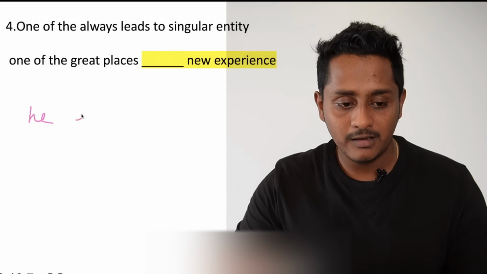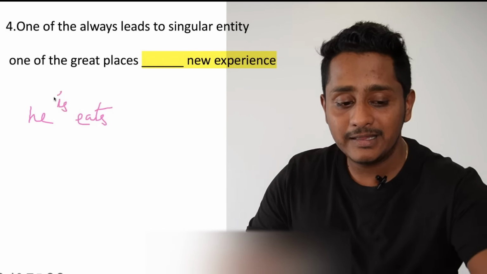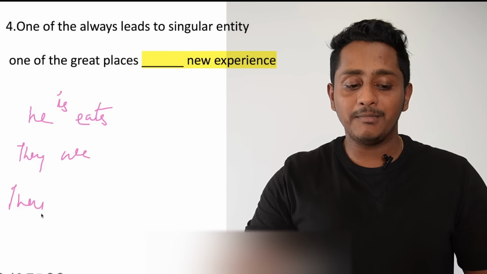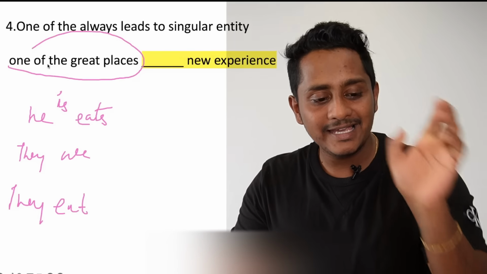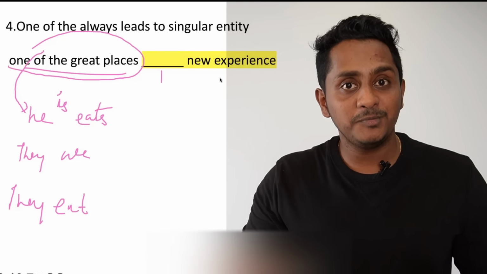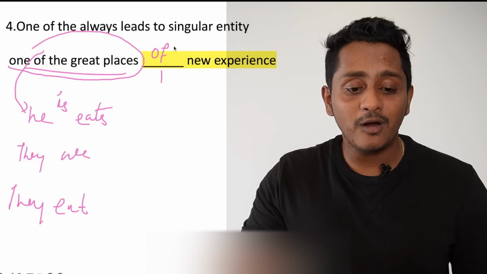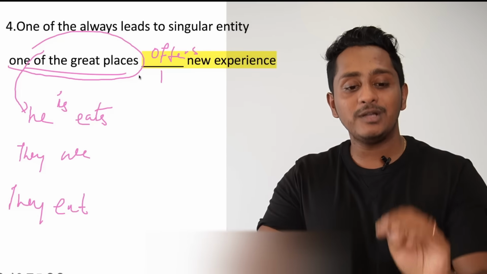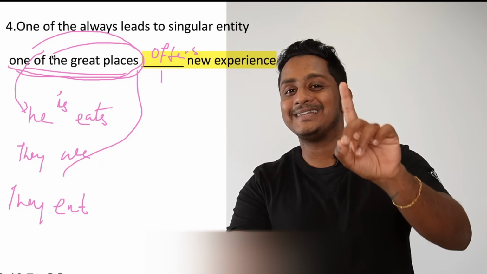It is like, pay more attention. He eats. He is. They are. Getting it? Now, they eat. Remember this. So "one of the great places" is like "he." One of the great places offers a new experience. He eats. One of the great places offers, not offer. Places is plural, like "they," you know, but one of the great places is always a singular entity.